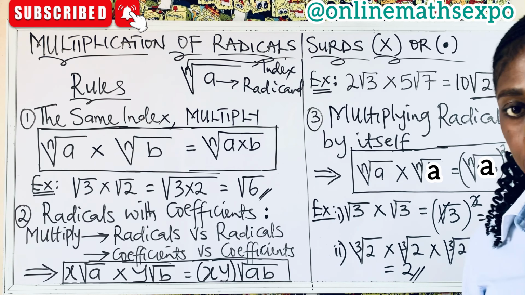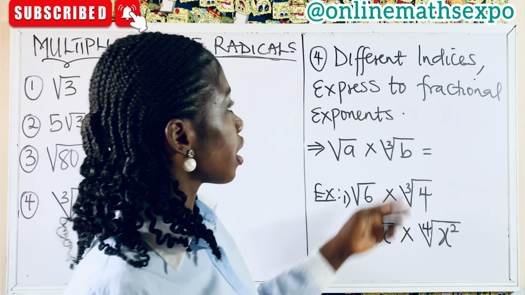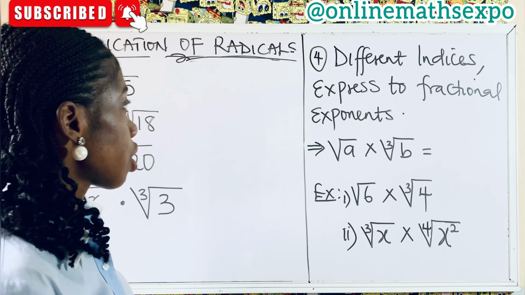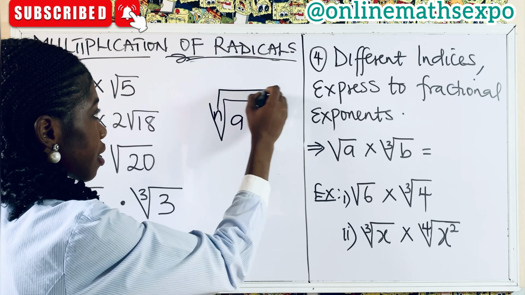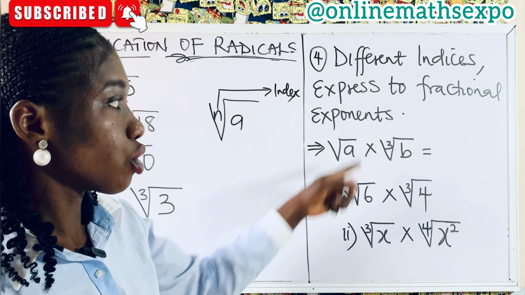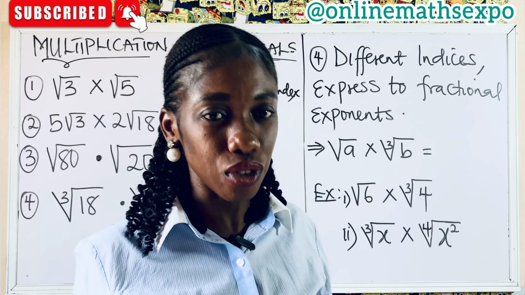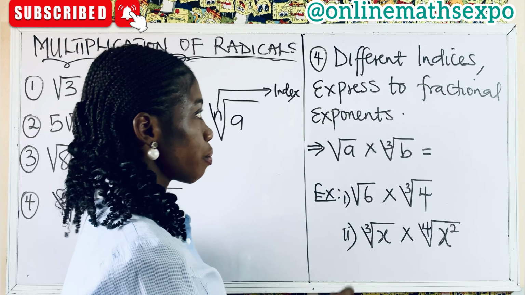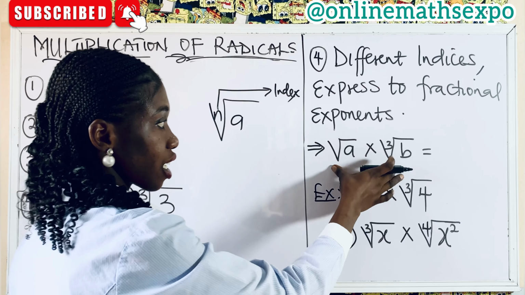Now the next one is the fourth rule. The fourth rule: there are cases when the indices will be different. I hope you've not forgotten what we introduced as the index. When you have the indices to be different, you cannot multiply them directly, just like the ones we've discussed earlier. So what you would simply do is express it as a fractional exponent. Now let's take a case of this.